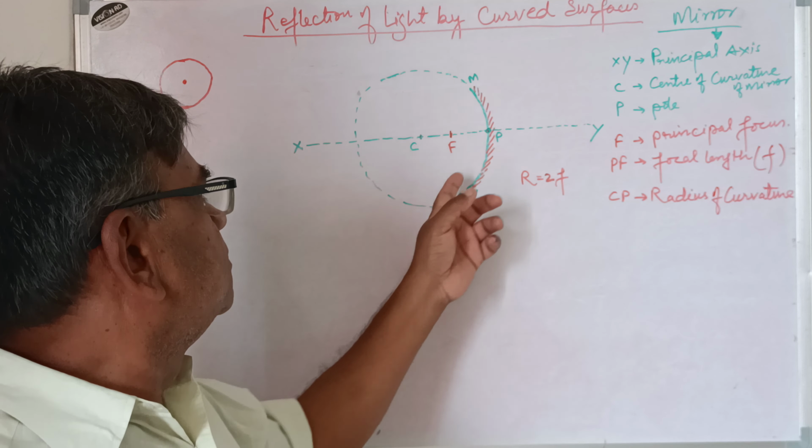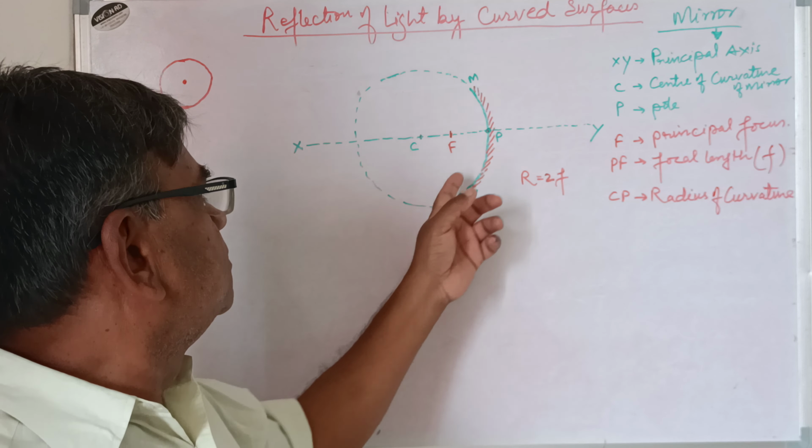Incident ray parallel to principal axis, after reflection, goes from the principal focus. Okay. Now, second rule. ये first rule हो गया. Incident ray, ये principal axis है. ये principal axis के parallel incident ray है. यहाँ strike किया, इस point पर. Striking point S. So, return हुई. कहाँ से जाएगी? Focus से.